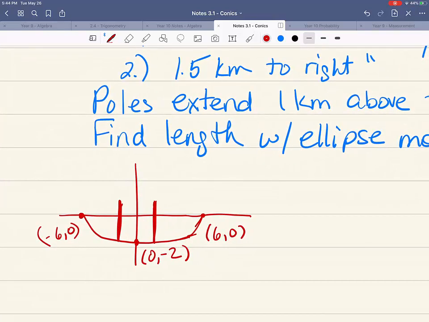Let's label real quickly. I'm going to blow this up a little bigger. Where's the 1.5? That is this distance right here. This distance here is 1. This distance here is what I do not know. So what I'm going to end up doing is taking my model that I came up with for the ellipse. This 1.5 is an x value. So basically, the coordinates of the point right here are 1.5 comma something. And that something is going to be the height of the pole inside the dish.